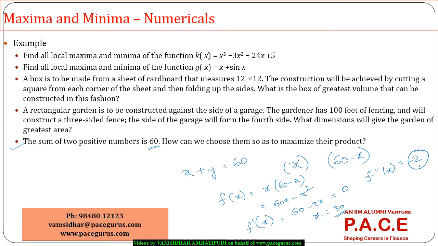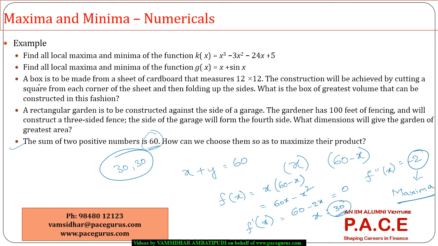And because the second derivative is negative, at that particular point I can say that there is a maximum value for this function, which means the function is having a maximum value at x equal to 30. So the two positive numbers are 30 and 30. If I select them, that is when the product is maximum. So 30 into 30 is 900. I can't create any product that is more than 900 by using two numbers which sum up to 60. So that is the kind of an application.